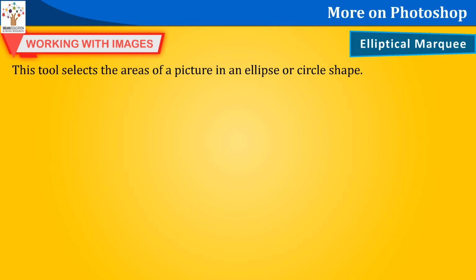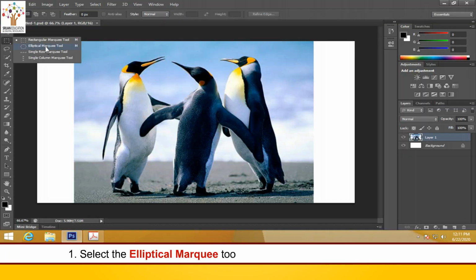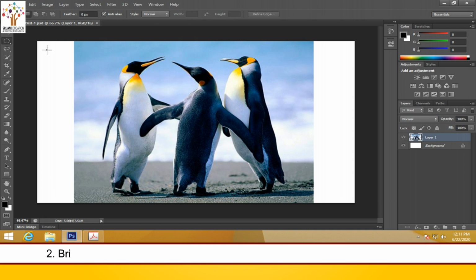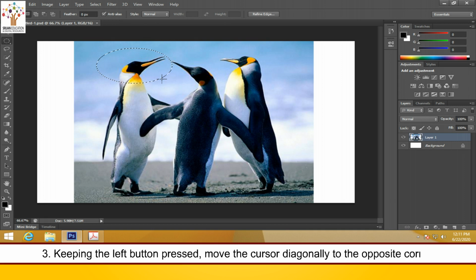Elliptical marquee. This tool selects the areas of a picture in an ellipse or circle shape. To select an elliptical area, follow these steps. Select the elliptical marquee tool from the toolbox by clicking its icon, or if it was not the last tool used, select the tool from the floating window. Bring the mouse cursor to the point of the image from where the selection starts. Keeping the left button pressed, move the cursor diagonally to the opposite corner and release the button.